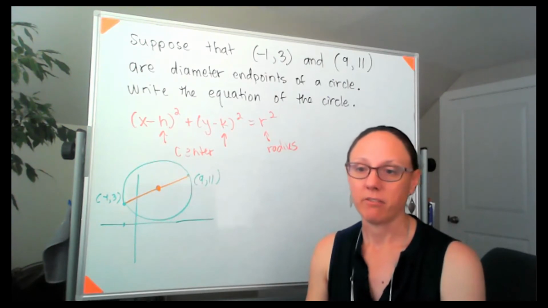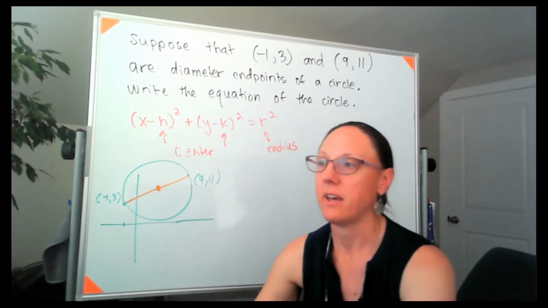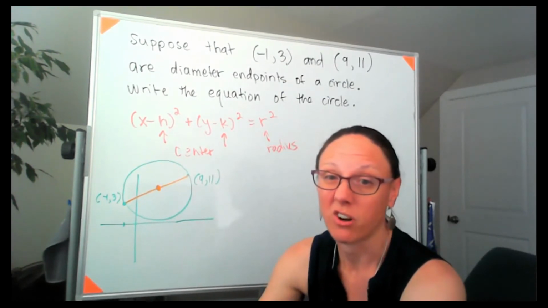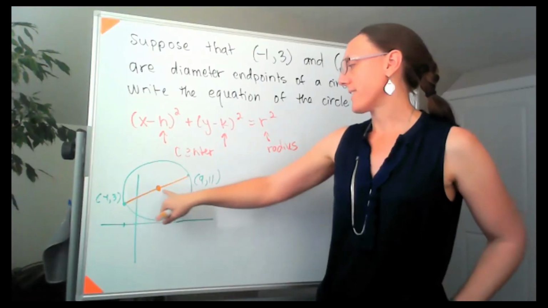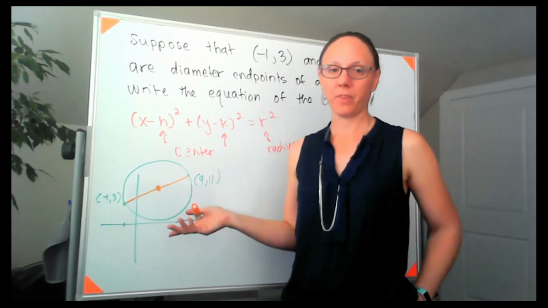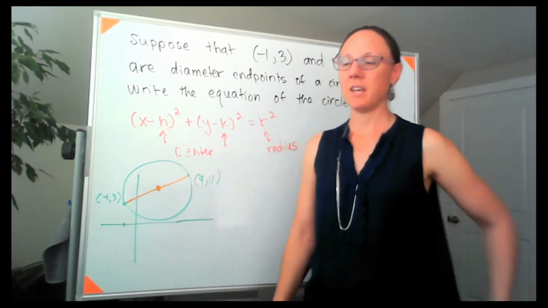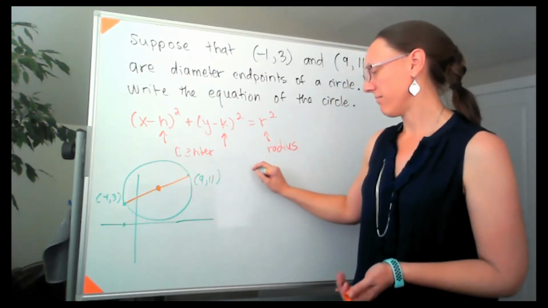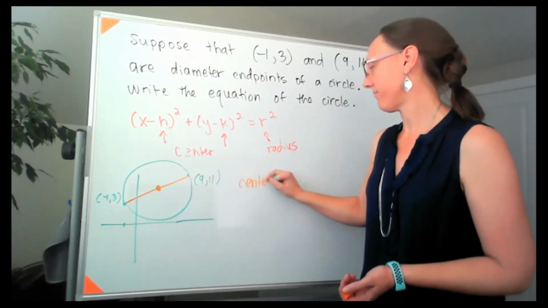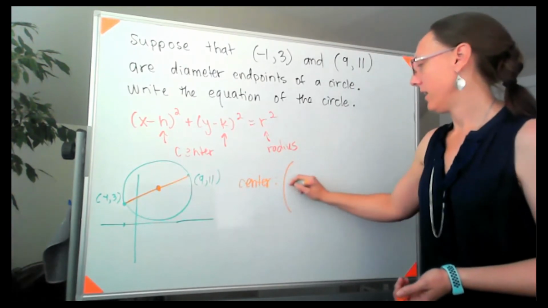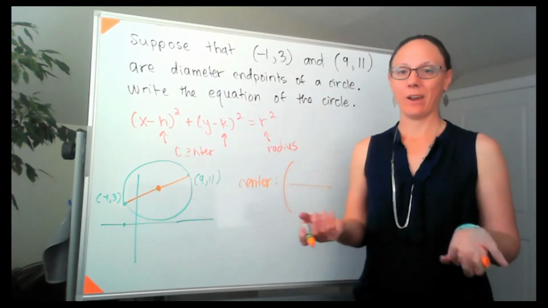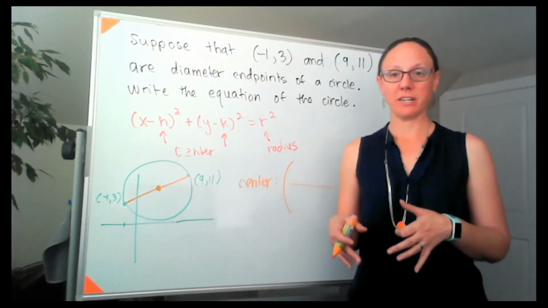I am going to give everybody 30 seconds to see if you can come up with what the center of our circle is. So that center is going to be in the middle of these 2 points. So I know that the x coordinate for our center is going to be the average of the 2 x values at the points. How do we find an average? We add them and divide by 2.